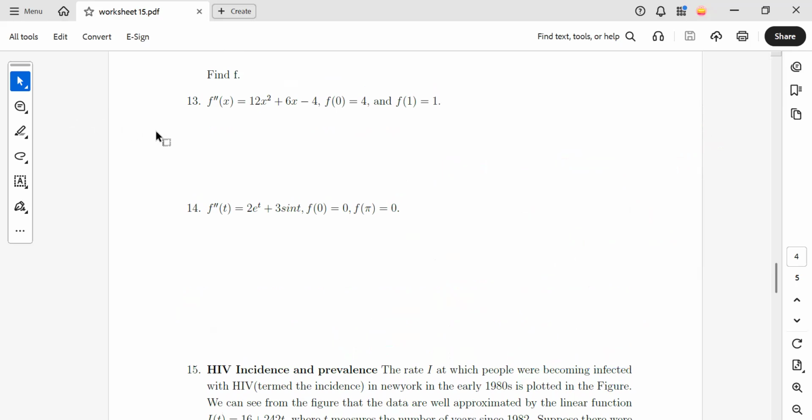It's about finding f when we have f double prime. Basically, it means two steps of antiderivative. So for the first step, we're going to find f prime of x, which means finding the antiderivative of f double prime, which is f prime. So it will be the coefficient, which is 12 times x to the power 3 over 3 minus 6 times x squared over 2 minus 4x plus a constant like c. And we would simplify this as 4x cubed plus 3x squared minus 4x plus c.